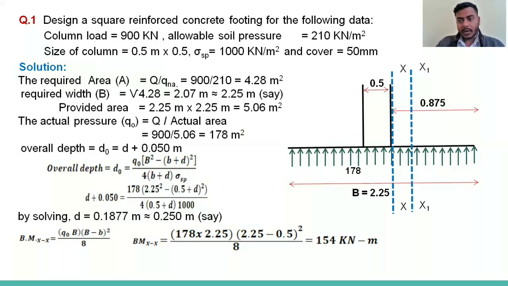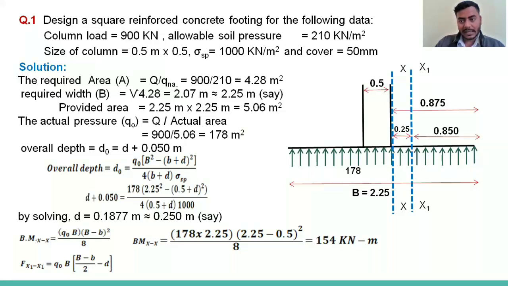Okay, so now we will calculate the critical section for diagonal shear. The critical section will be at a distance d from the face of the column. So we are going to find the shear force at the x1 axis, that is at distance d. The d we have taken is 0.25.